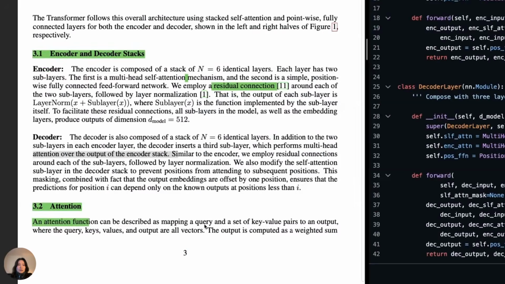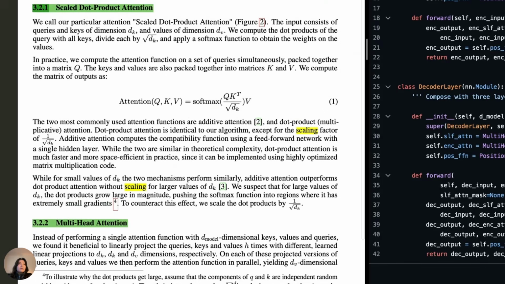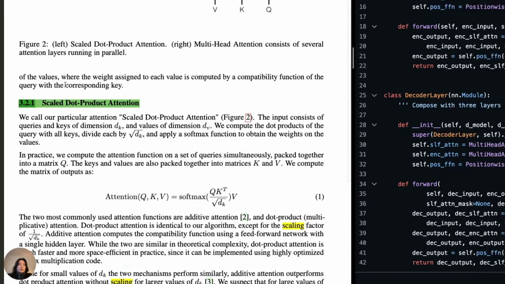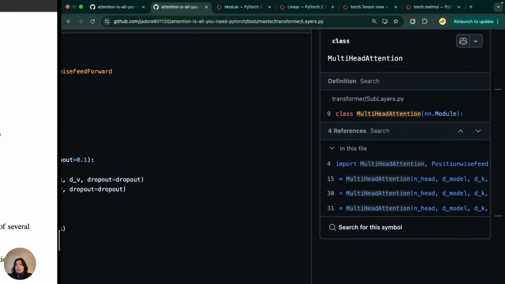An attention function can be described as mapping a query and a set of key-value pairs to an output. Query, keys, values, and outputs are all vectors. The output is computed as a weighted sum of the values. Okay, now we have understood this attention mechanism so far. The output is computed using a weighted sum of the values. Then let's go back to multi-head attention. How is this multi-head attention created?